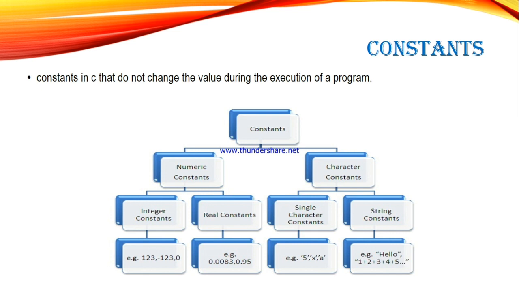And constants. Constants in C do not change their value during the execution of a program. As we learned in the second session about variables in C, a variable is used to store a value, and during execution the stored value may or may not be changed. In the case of a constant, the stored value will not be changed. It remains constant during the execution of the program. Constants are classified into two types: numeric constants and character constants. As the name suggests, numeric constants only store numbers, integers and real values, and character constants store characters and strings.